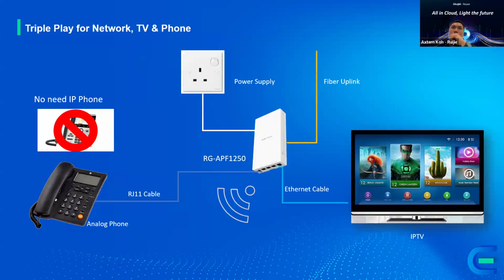Okay, so this is the concept we are trying to bring into the market. With the triple play services, you are able to see the AP itself. Since you are using fiber, how do you power up the AP? You can easily use the power socket to power up the AP itself. So you can connect the Ethernet cable for IPTV, RJ11, and even the PC connection. These are the triple play services we are going to highlight here today.